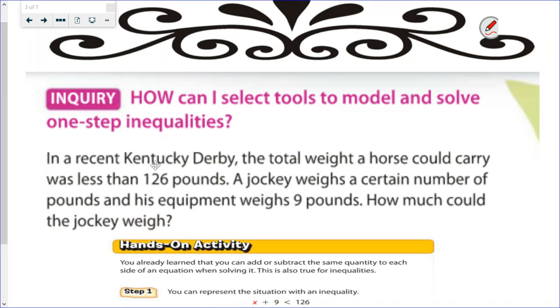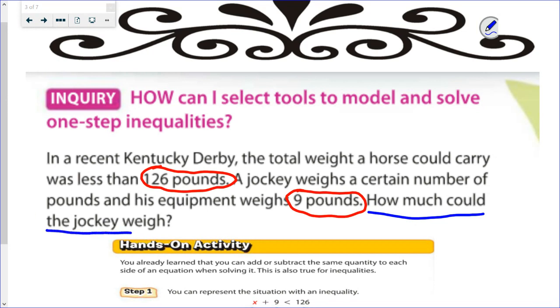Okay, so we're going to first circle the numbers: 126 pounds and 9 pounds. And then we're going to underline the question: how much could the jockey weigh? And then we're going to go back and box the keywords: the total weight a horse could carry was less than.